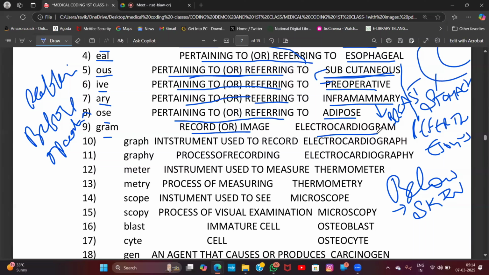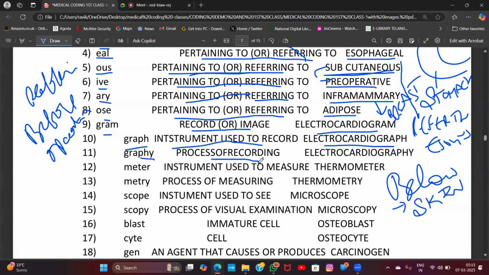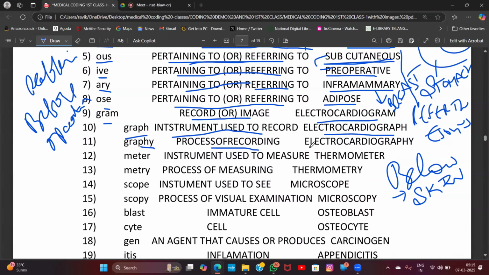The next one, -graph. What is -graph? It is an instrument used to record. Electrocardiograph: the instrument used to record the electricity of the heart. The next one, -graphy. -Graphy is the process of recording. Electrocardiography is the process of recording the electricity of the heart.